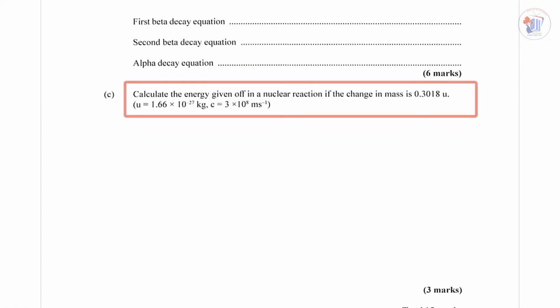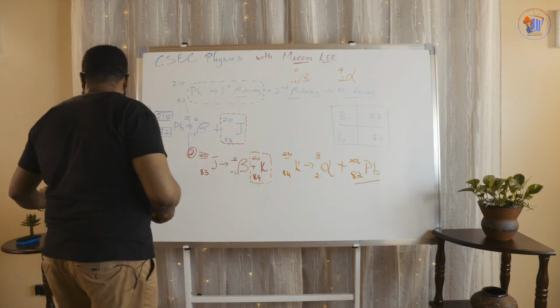Now, the final part of the question. He says, calculate the energy given off in a nuclear reaction if the change in mass is 0.3018 U. 0.3018 U. This is a teachable moment.